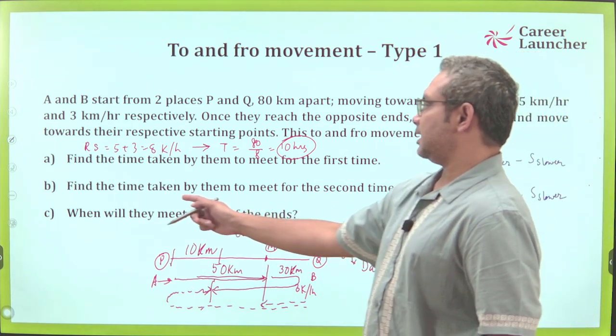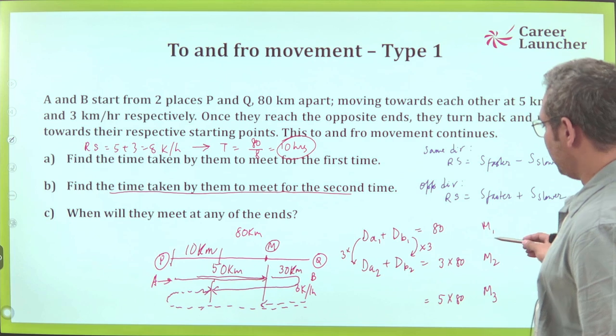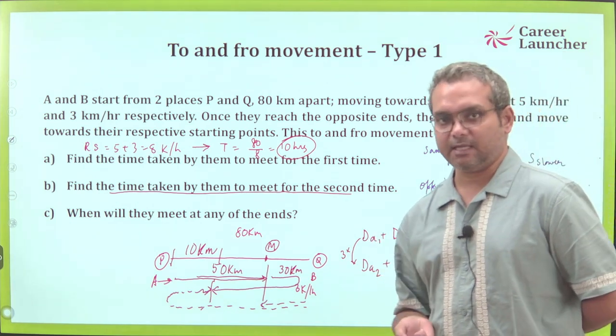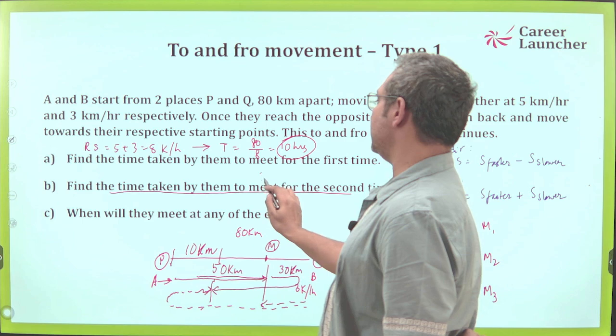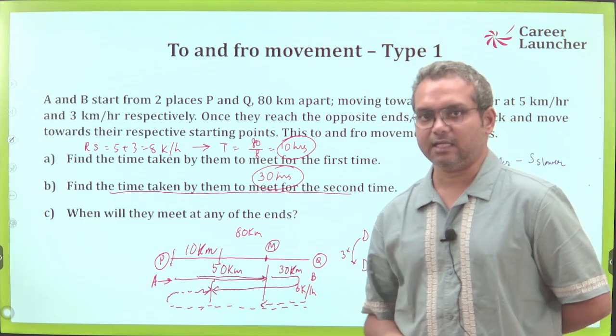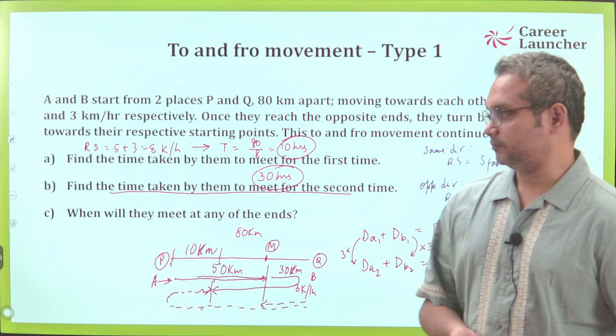Now, if you look at the second question, they are just asking the time taken by them to meet. So, that is pretty easy. Once we know that they have to cover thrice the distance, obviously they are going to take 3 times the time. So, for the first time it took 10 hours, for the second meeting it must have been 30 hours. From the beginning it has taken 30 hours, or we can say 20 hours after the first meeting.